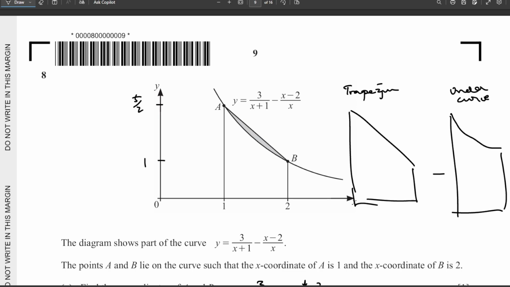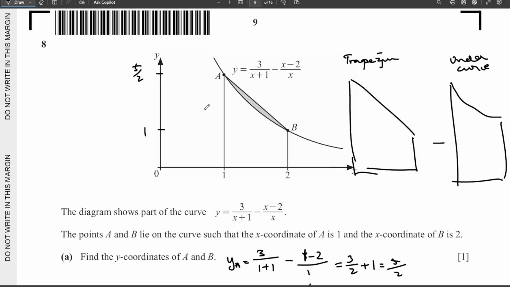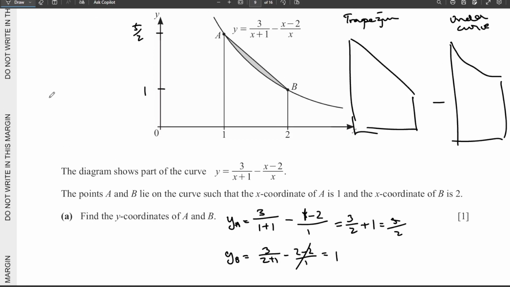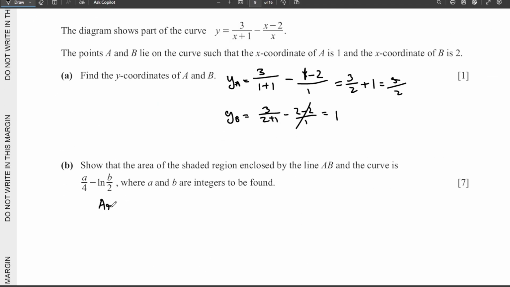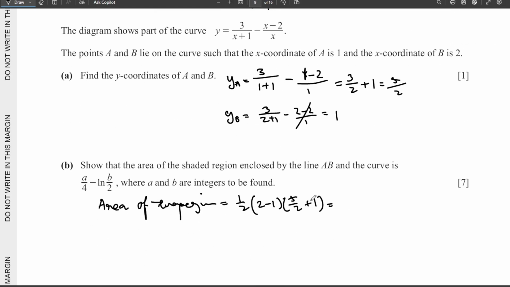For under the curve, we need to use integration, but for the trapezium, we can just take the average of both sides multiplied by the height. So that's why we found A and B. First of all, let's find the area of the trapezium. We know that the height is just 2 minus 1, and then here we need to take the average of these two side lengths. So that's half of these two added together. So 7 over 4.